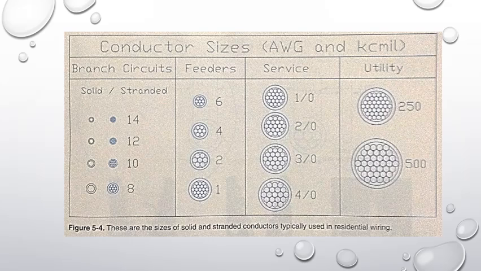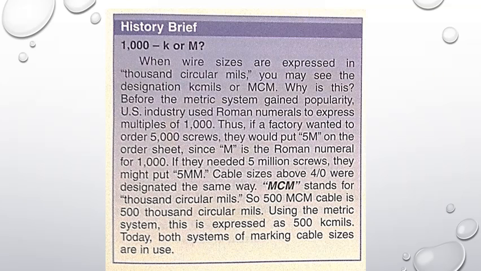A circular mil, or C mil, is the area of a circle with a diameter of 0.001 inches. The reason that larger wires are specified in KC mils instead of diameter is because KC mil is a measurement of the wire's cross-sectional area. The area of the wire is important because it is a factor in determining the ampacity of the cable. Doubling the KC mil in a wire roughly doubles its cross-sectional area.